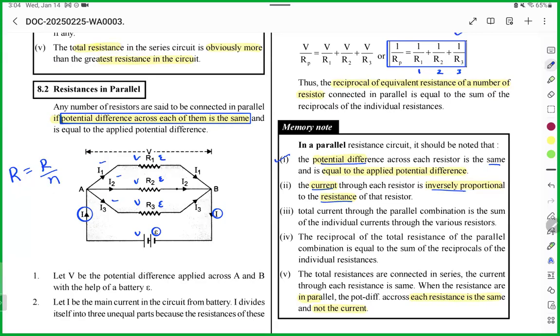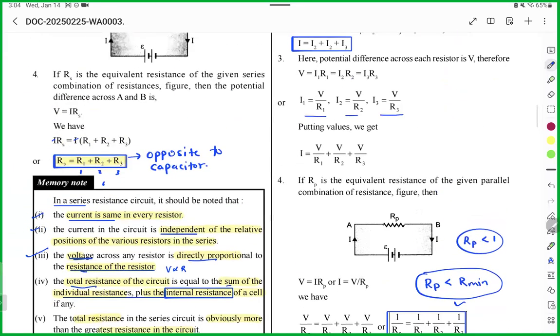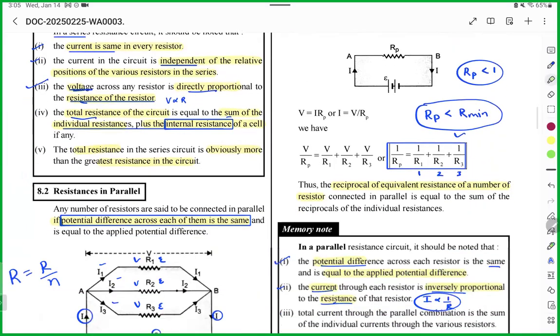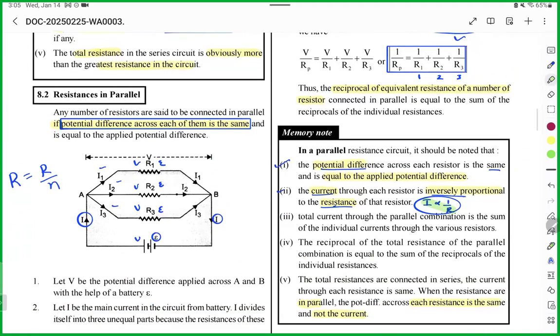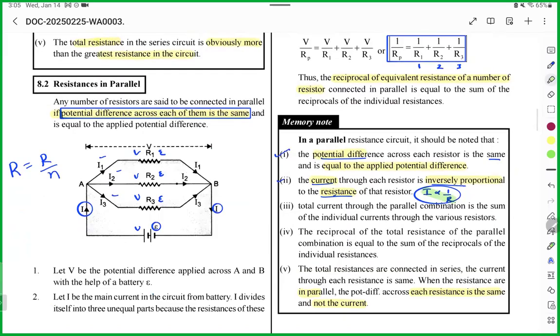Resistance remains, potential difference remains same. Current is inversely proportional to the resistance. Very, very important: current is inversely proportional to the resistance. Here, potential is directly proportional in this case. Potential is directly proportional to the resistance. More resistance, more potential. Here, more resistance, less current. You can compare based on this law. Total current, total addition, reciprocal added, and resistance value will be less than the smallest value.